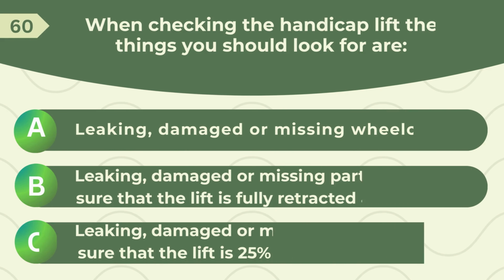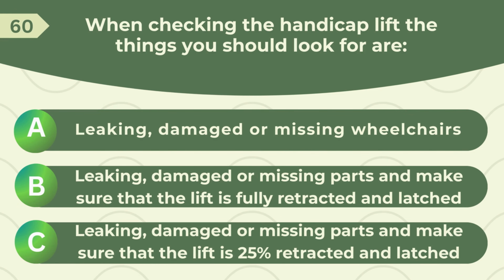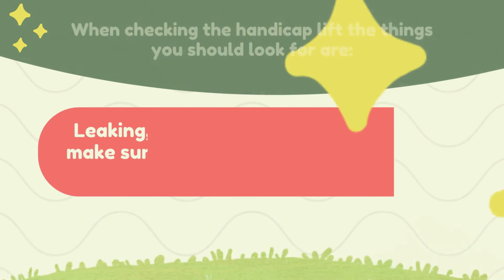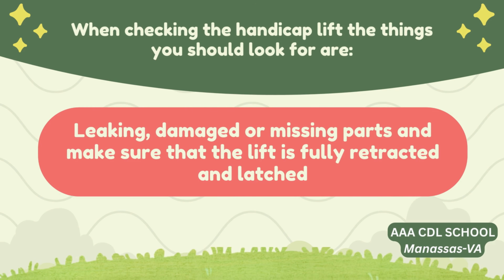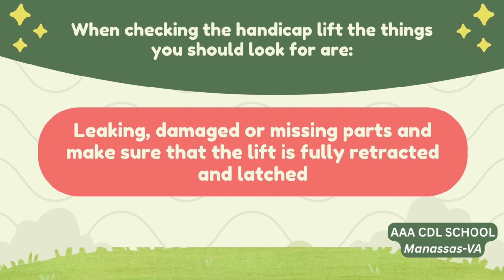When checking the handicap lift, the things you should look for are: A. Leaking, damaged or missing wheelchairs. B. Leaking, damaged or missing parts and make sure that the lift is fully retracted and latched. C. Leaking, damaged or missing parts and make sure that the lift is 25% retracted and latched. Correct answer: Leaking, damaged or missing parts and make sure that the lift is fully retracted and latched.